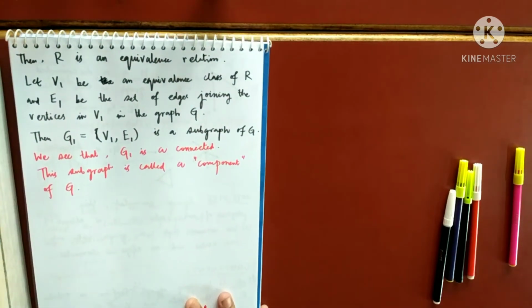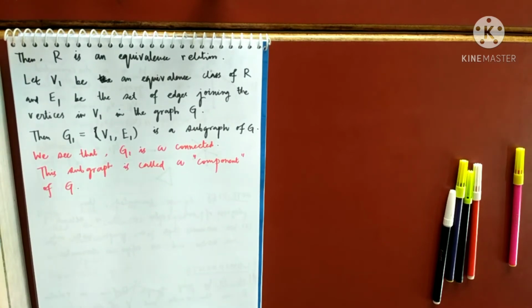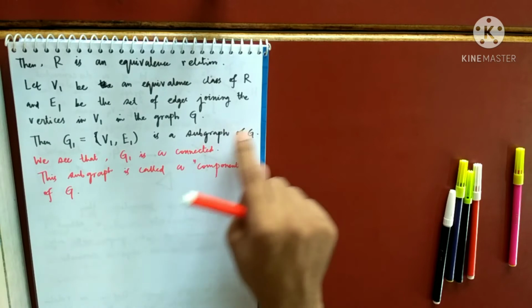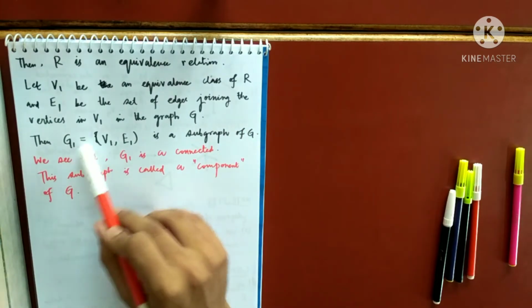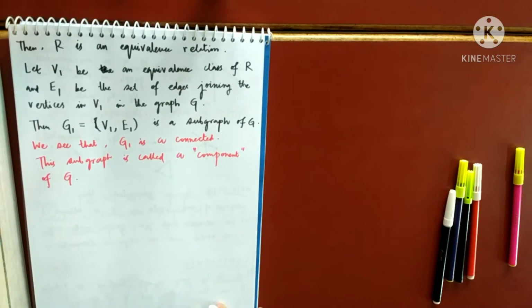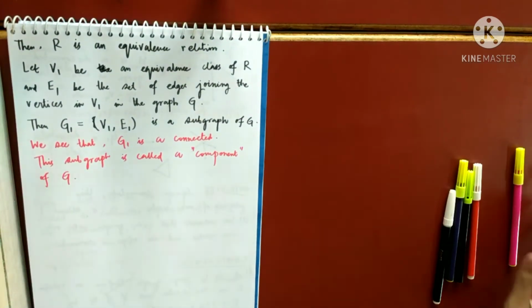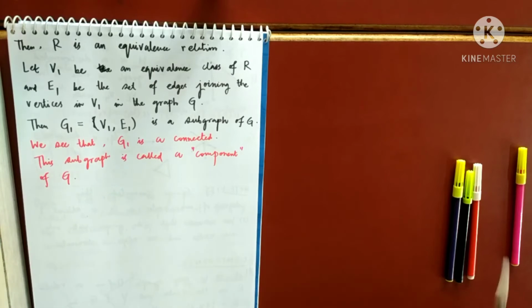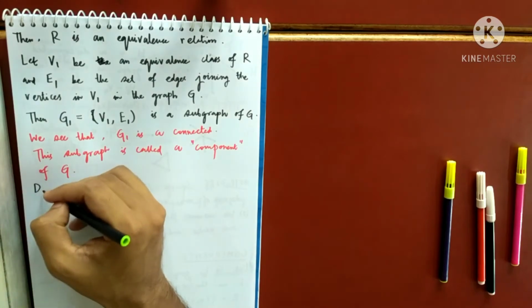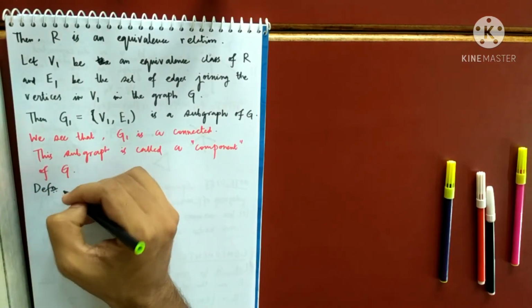So given any graph, we define that relation. We found out the equivalence class. We join the edges which are present in the graph G, and only from the vertices V1. This is a subgraph of G. We see that G1 is a connected subgraph, and this subgraph is known as a component of G. Okay. So now this is a definition, and in short, let me define what is a component. So this is how we get components. So thus this leads to the following definition of components.